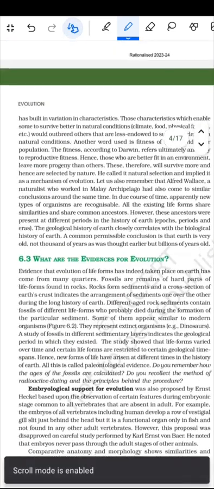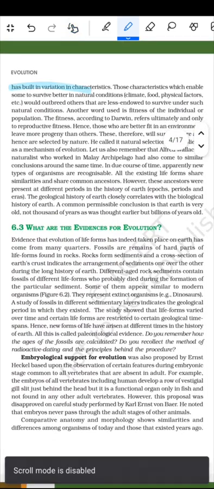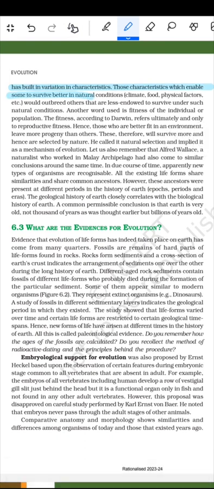Any population has built-in variation in characteristics. Those characteristics which enable some to survive better in natural conditions, like climate, food, physical factors, etc., would outbreed others that are less endowed to survive under such natural conditions. Another word used is fitness of the individual or the population. The fitness, according to Darwin, refers ultimately and only to reproductive fitness.